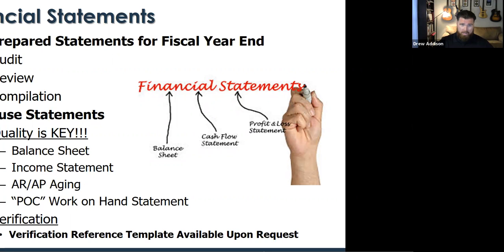But your goal is to get to a reviewed statement as soon as you can, not just for your surety program, but for your business. It helps with the line of credit too, helps with your banks. They would appreciate it, and it's just good reporting all around. When it comes to in-house statements, quality is very, very important. Your balance sheet, income statement, AR and AP, and your percentage of completion work on hand statement, focus on those.